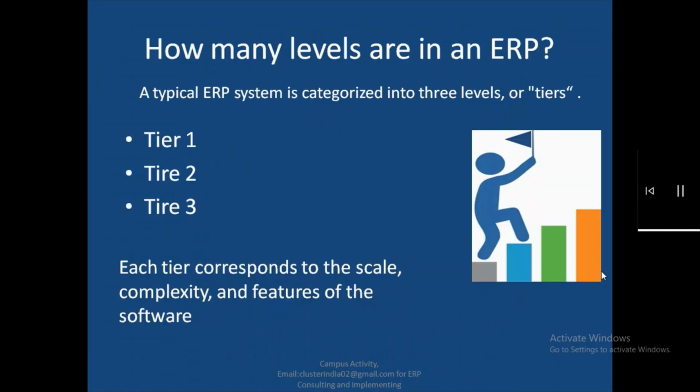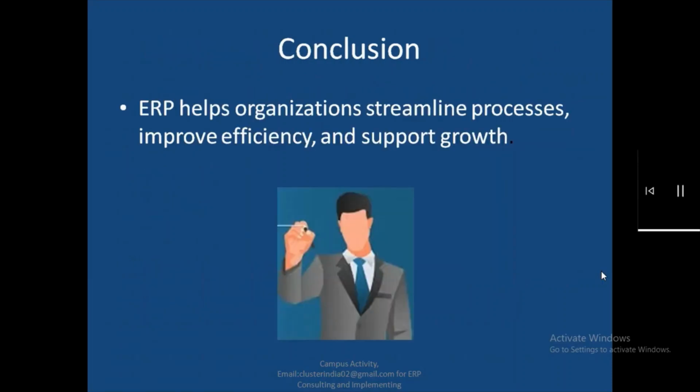Next, how many levels are in an ERP? 3 levels. A typical ERP system is categorized into 3 levels, or tiers: Tier 1, Tier 2, and Tier 3. Each tier corresponds to the scale, complexity, and features of the software. Next, conclusion. ERP helps organizations streamline processes, improve efficiency, and support growth.